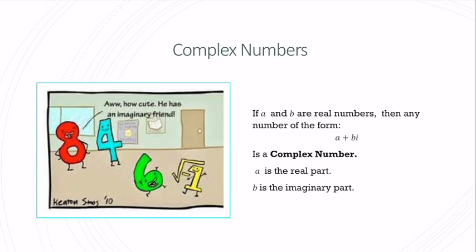So complex numbers are numbers that are made up of a real part and an imaginary part. So we've got imaginary numbers, we've got real numbers, and complex numbers are both of those together. An example of a complex number could be 2 plus 3i, it could be 4 minus i, it could be negative 7 plus 10i. These are all examples of complex numbers because they have a real part and an imaginary part.